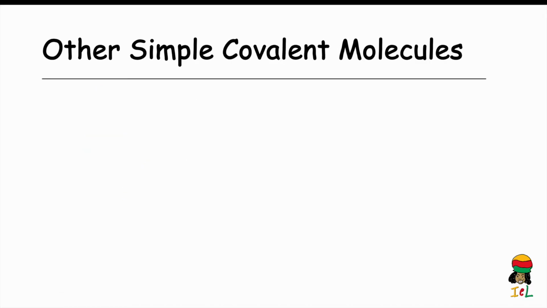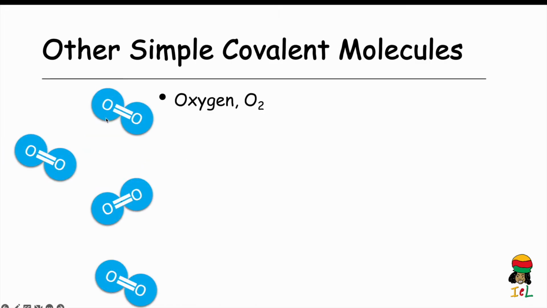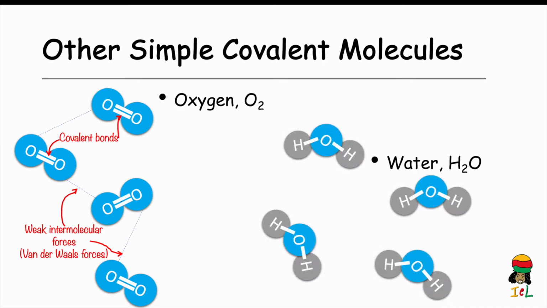Other simple covalent molecules include oxygen. The oxygen molecule consists of two oxygen atoms strongly bonded together by a double covalent bond, with weak intermolecular forces between the oxygen molecules. The weak intermolecular forces are sometimes called van der Waals forces. Next is water. Water contains strong single covalent bonds between the atoms of the molecule, but weak intermolecular forces between the hydrogen of one water molecule to the oxygen of another water molecule nearby. When the weak intermolecular forces involve hydrogen, they are called hydrogen bonds.